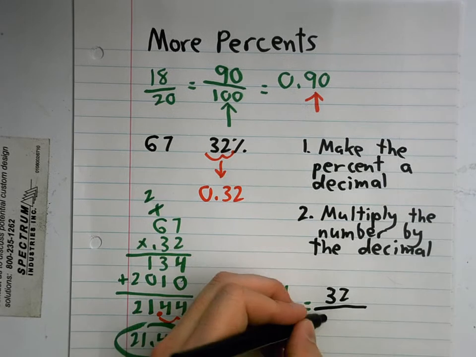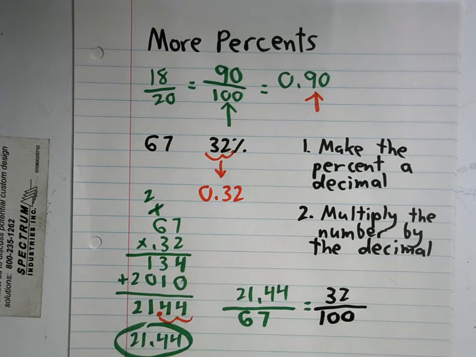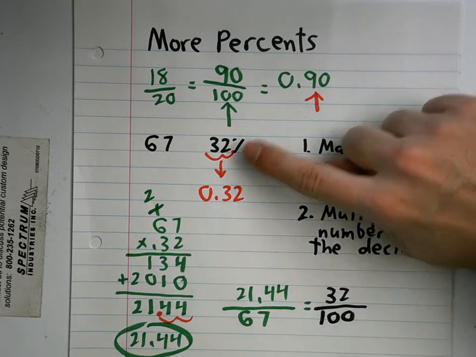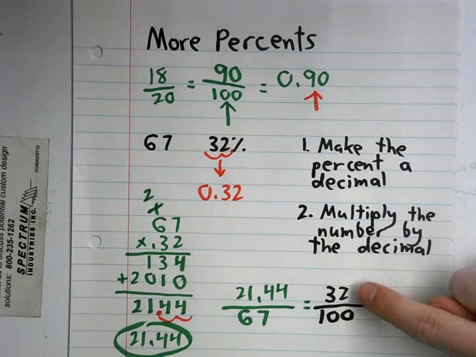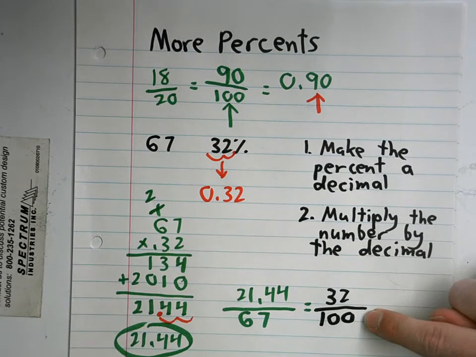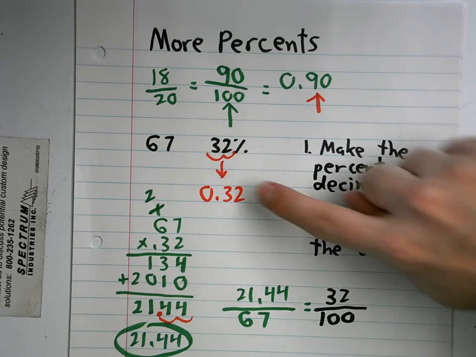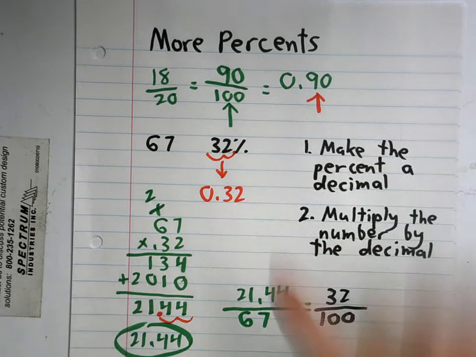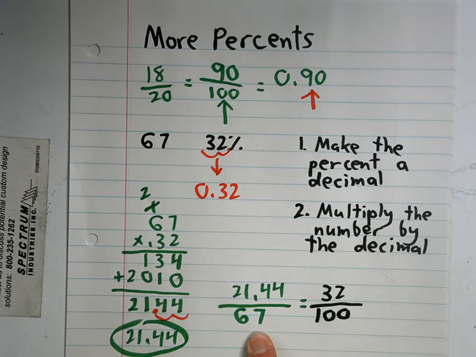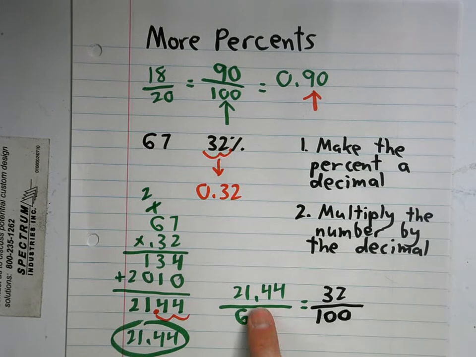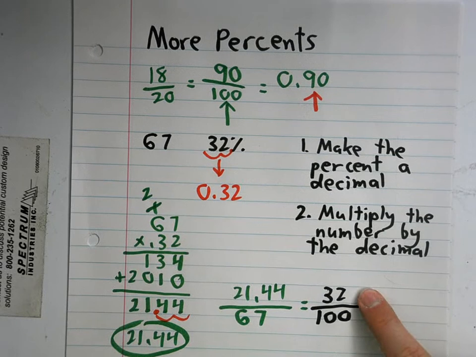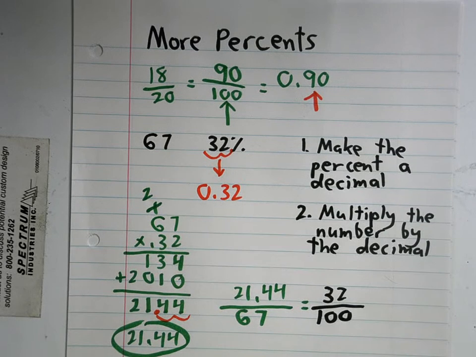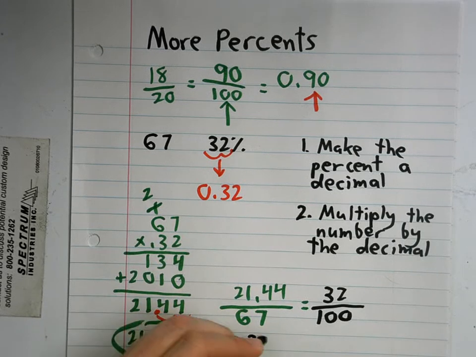Over 100. Over 100, that's right. Good job, Catherine. Because remember, 32% is just that number over 100. And that decimal, 32 hundredths, is this right here, isn't it? So this 21 divided by 67 is the same as 21.44 divided by 67 is the same as 32 divided by 100. Okay, those are proportions. The answer on both of them is going to be 0.32.